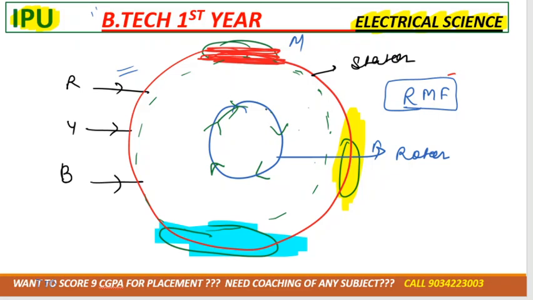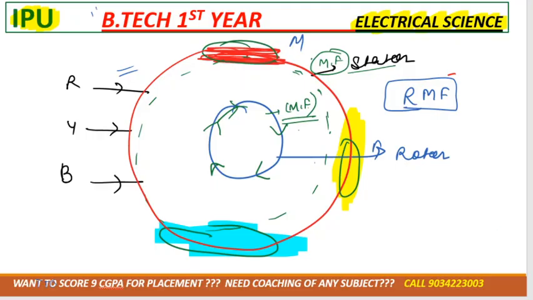Now there is a current in the rotor, and due to that a magnetic field is there. So now there are two magnetic fields. One is the magnetic field of the stator and another is the magnetic field of the rotor. They will interact with each other, and due to that the rotor starts rotating. So this is how we are giving electrical energy and we are getting mechanical energy.